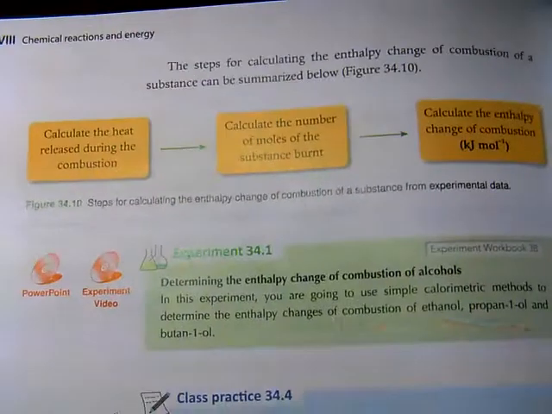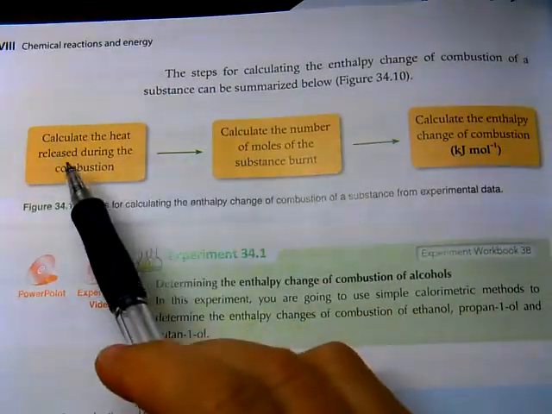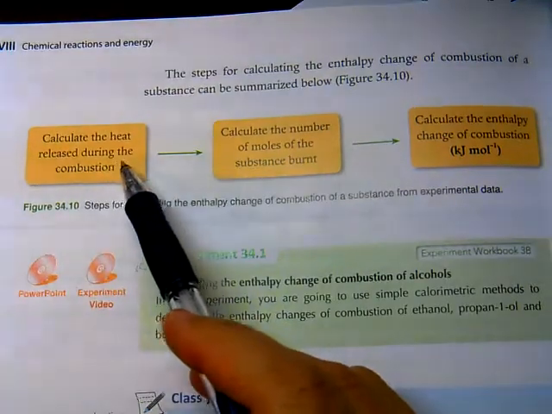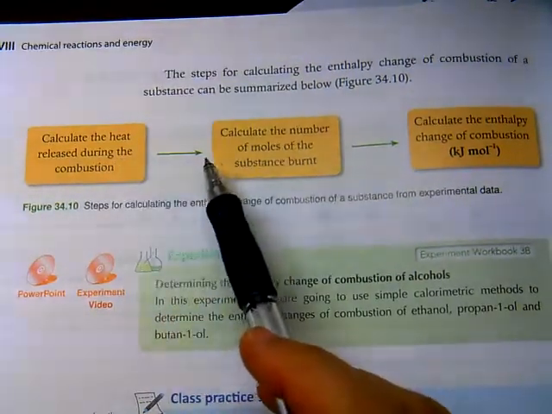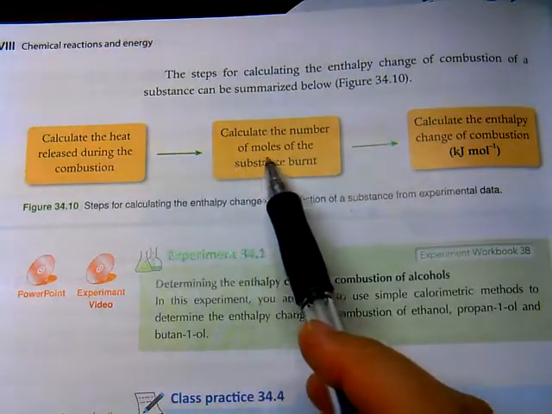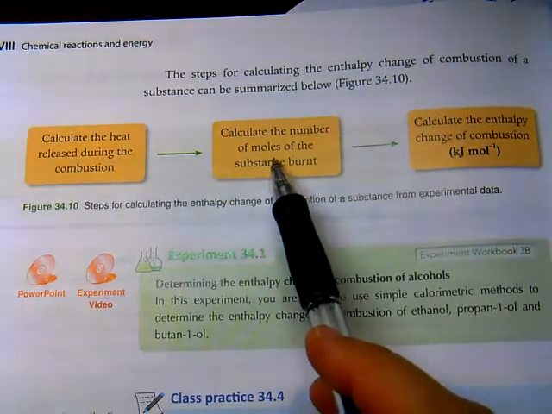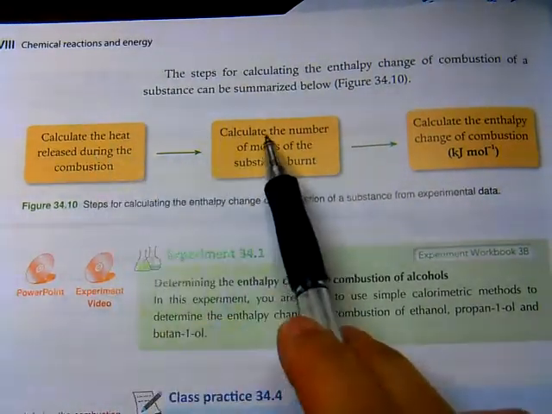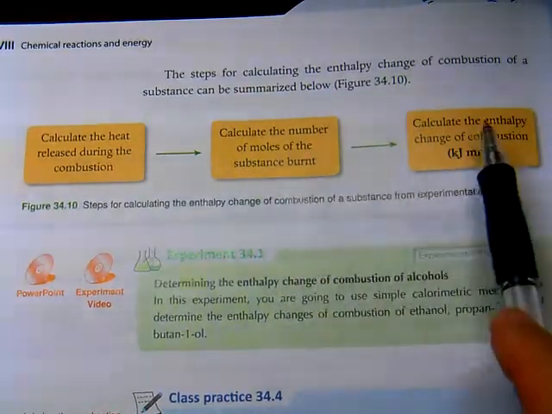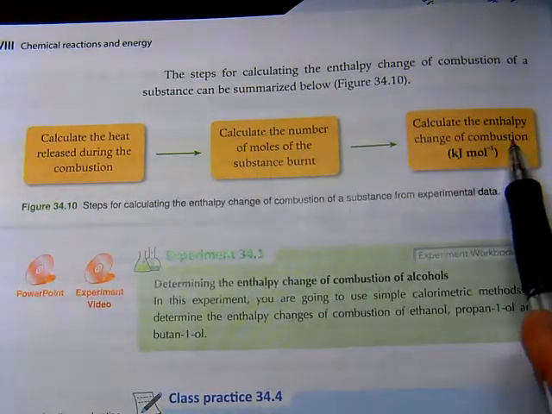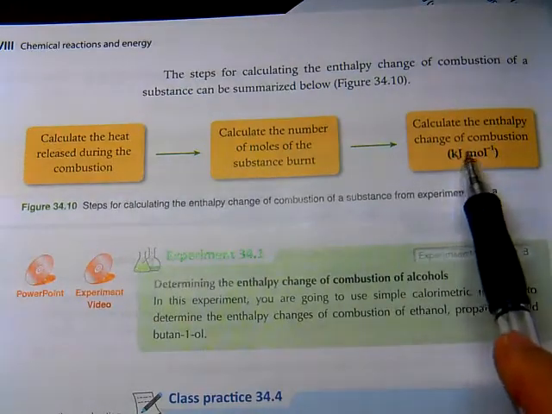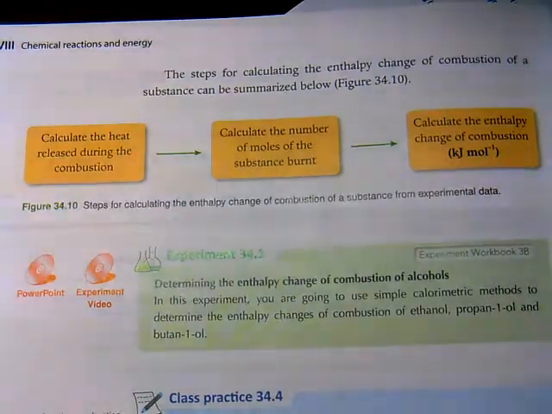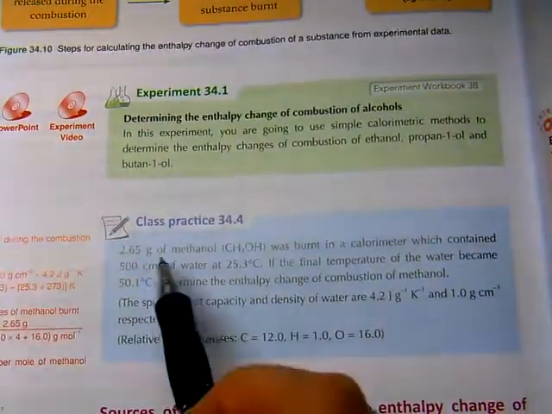Now let's move on to the next page. First of all, you need to calculate the amount of heat released during combustion. And then next, you need to calculate the number of moles of the substance burnt. Then divide the amount of heat released by the number of mole of substance burnt. You can calculate the enthalpy change of combustion. Usually, unit is in kilojoule per mole. Understand?